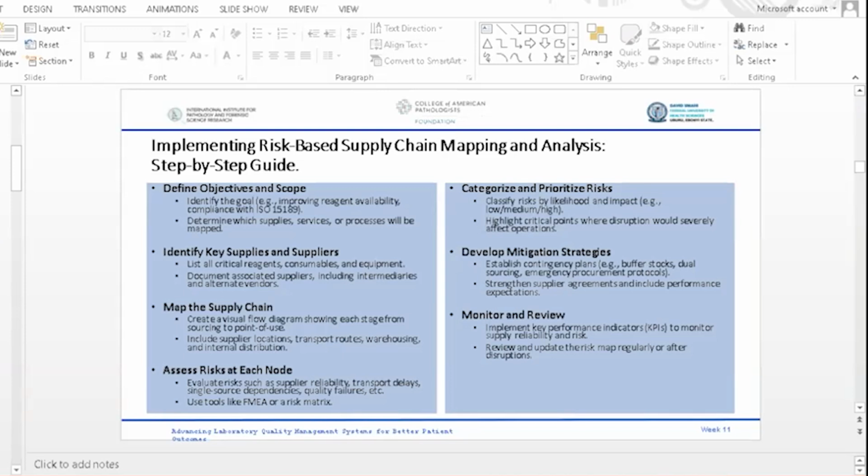The last but not the least is monitoring and reviewing. You achieve this by implementing key performance indicators, KPIs, to monitor supply reliability and risk. Then you can go ahead, review and update the risk map. You already have it, so from time to time, you go ahead and update regularly, and it can even be done after disruptions. You can go back, look at where the disruption is from, and review and update.